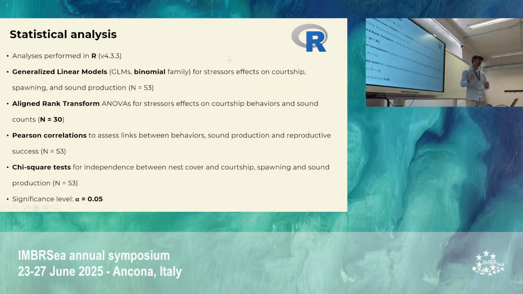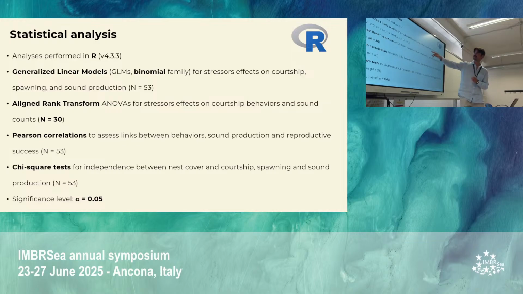All right, statistical analysis. Quick word on that. I use R. I use generalized linear models to look for the effect of stressors on binomial variables that are either courtship or no courtship, spawning or no spawning, and sound production or not. I use the aligned rank transform. It's an ANOVA method for non-parametric data. I use it for the stressor effect on courtship behaviors, the ones that I showed before, and sound counts.